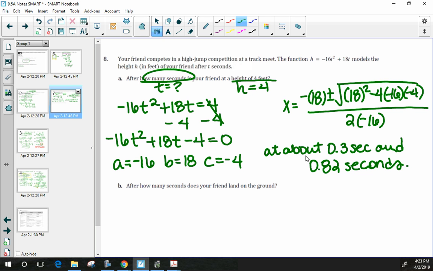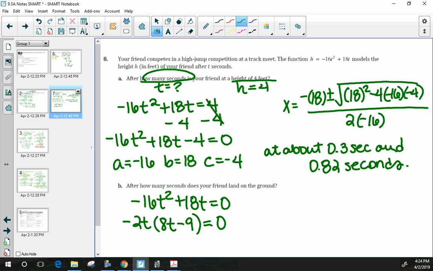Okay. And then it says, after how many seconds does your friend land on the ground? Well, when I'm on the ground, my height is 0. So I will take this same equation again and set it equal to 0 this time. In this case, though, I'm thinking factoring might be better than quadratic formula. I see a GCF in here. I can pull a negative 2t out, and then that leaves me with 8t minus 9.